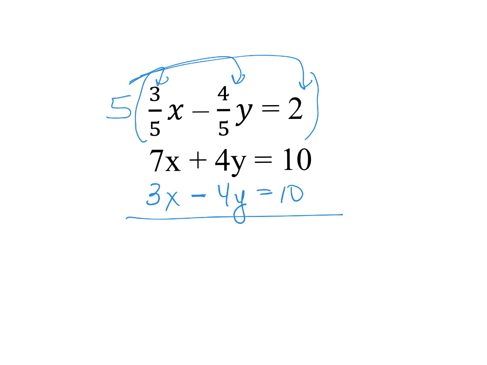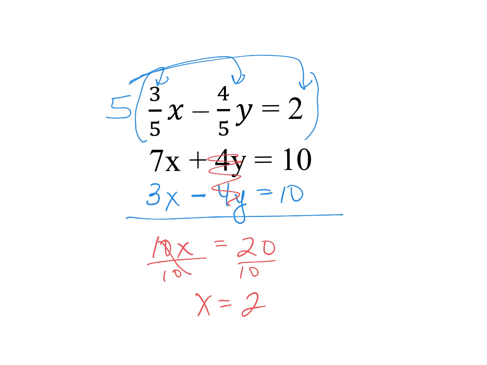What can we eliminate? Y's, okay? So 7 plus 3 equals 10x. My 4's cancel out. What's 10 plus 10? 20. Divide both sides by 10. And I get x equals how much? 2.